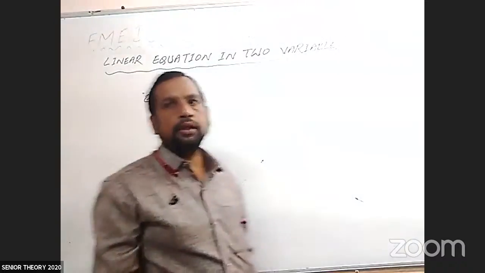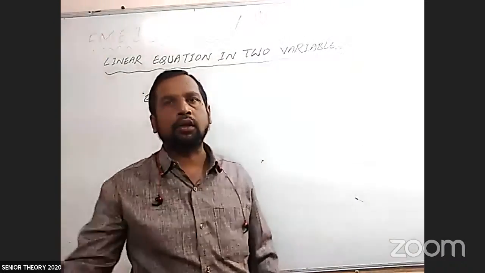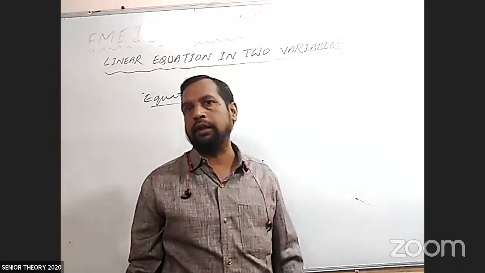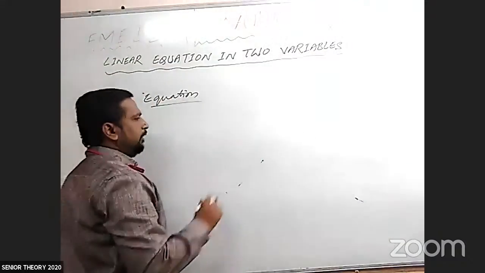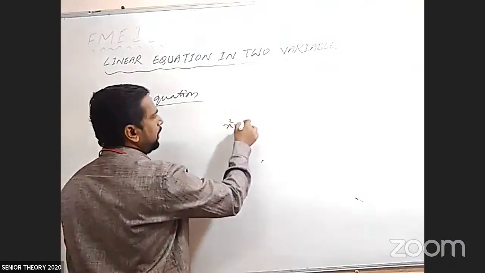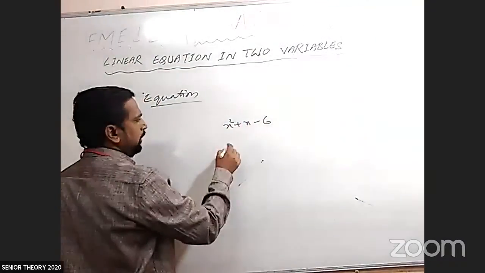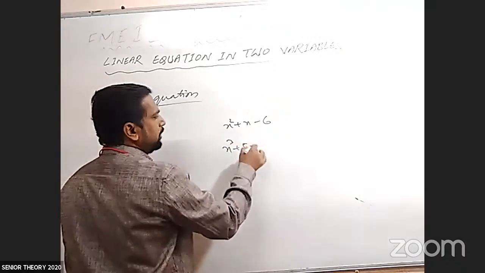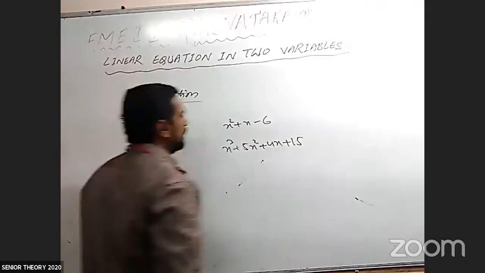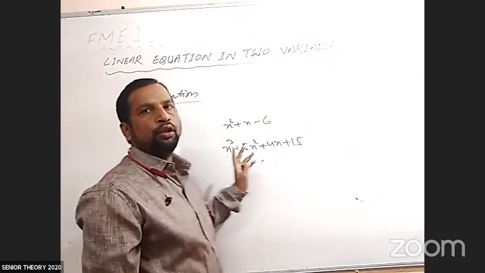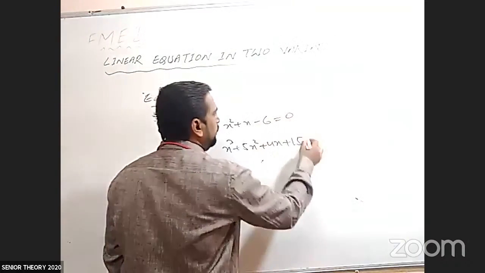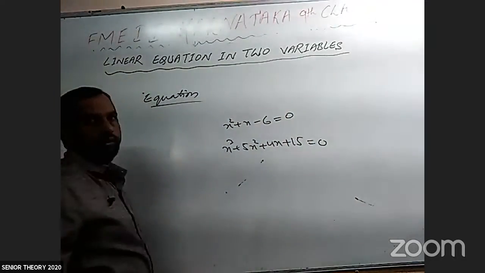An equation is an algebraic expression which is a combination of constants and variables, but there is a difference between an equation and an expression. In our previous chapter, we wrote so many expressions like x squared plus x minus 6 and x cubed plus 5x squared plus 4x plus 15. Here there is no equal sign. If there is an equal sign, then we say that it is an equation.